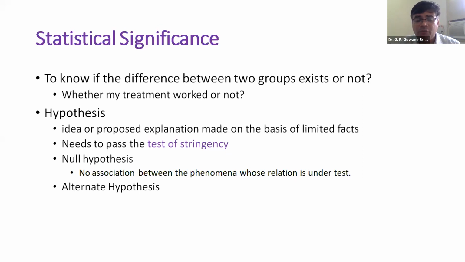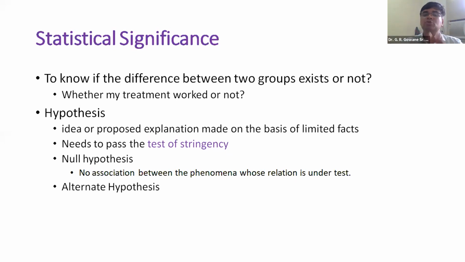For that purpose, we first need to have a hypothesis. What is a hypothesis? A hypothesis is an idea, a proposed explanation based on limited facts. We can generate some facts from the literature, for example that a particular drug should work, that drug ABC may have an impact on the treatment of cancer. So you may have this kind of hypothesis. Now you need to check whether my hypothesis is correct or not. To check our hypothesis, we need a test with good stringency, so that your experiment should not fail.